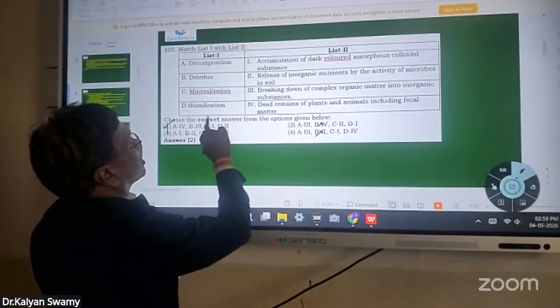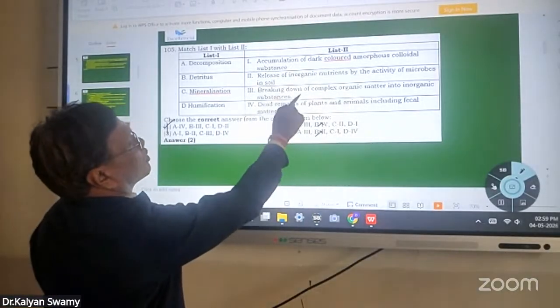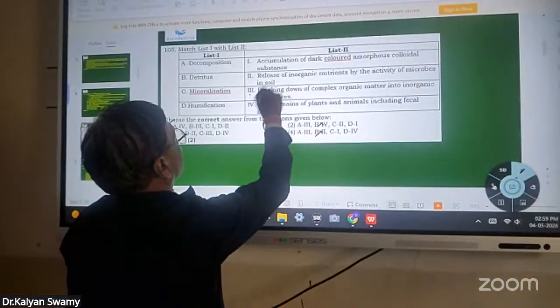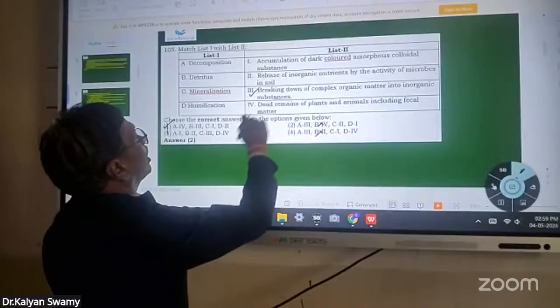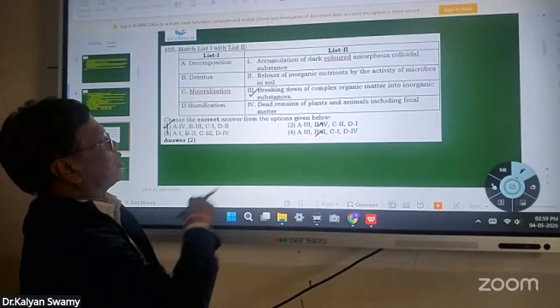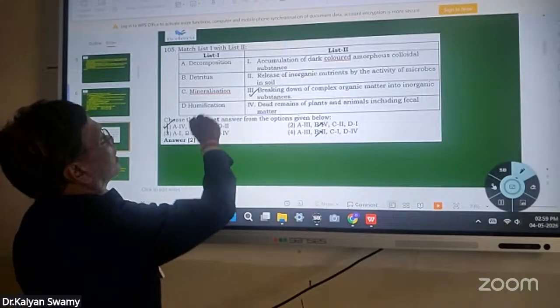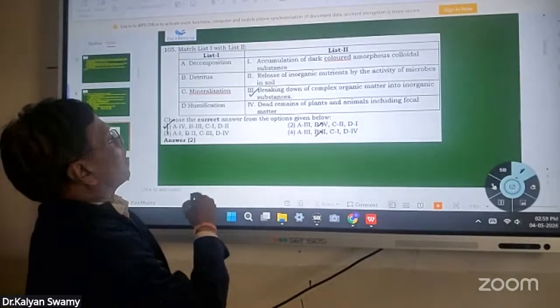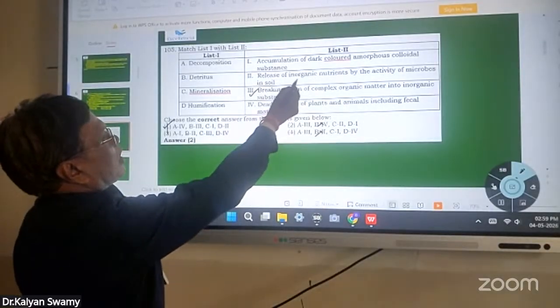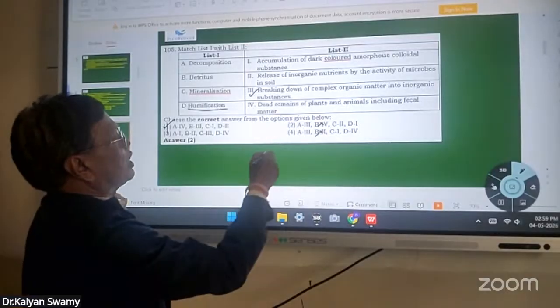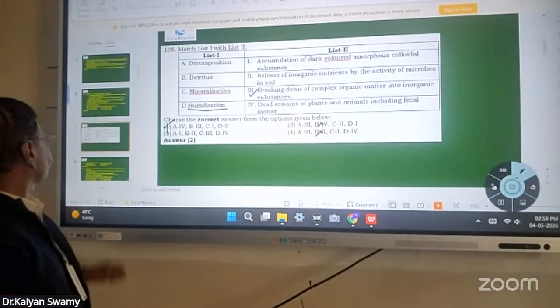A3, decomposition. What is breakdown of complex organic matter into semi-inorganic. This is clearly known to us. The dead remains of plants and animals, including fecal matter. Mineralization, release of inorganic nutrients by activity of microbes. Humidification, dark color. What is humus? That is known to us. Then option is what? See, easily we can go for this.